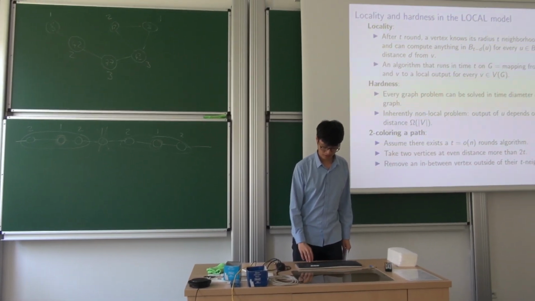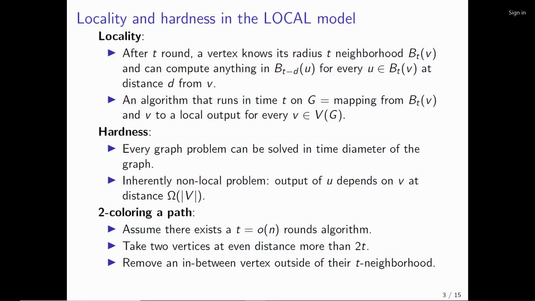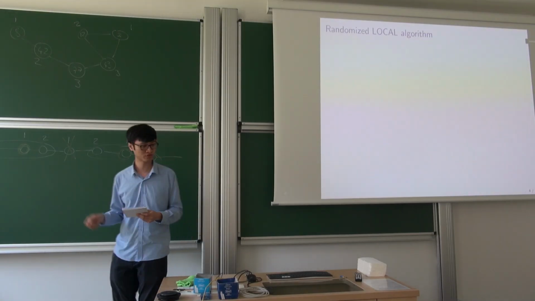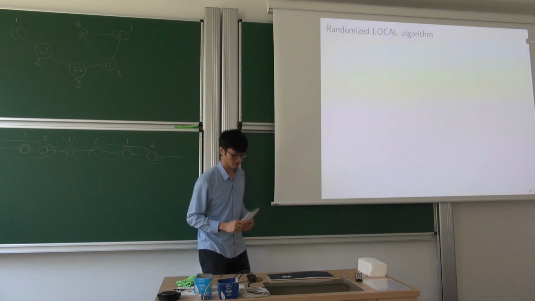Okay, so yes, you remove this vertex that is outside of both of these neighborhoods, and then you obtain some contradiction. All right, so let us move on. I hope that you understood algorithms in the local model now. So now I want to introduce randomized algorithms. So what are randomized algorithms?